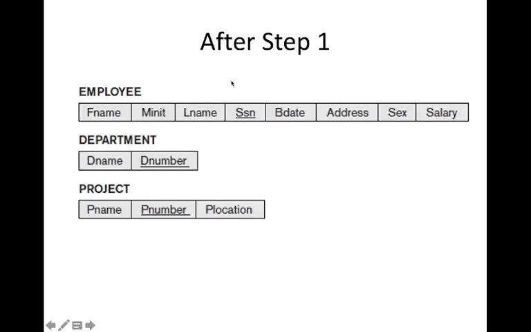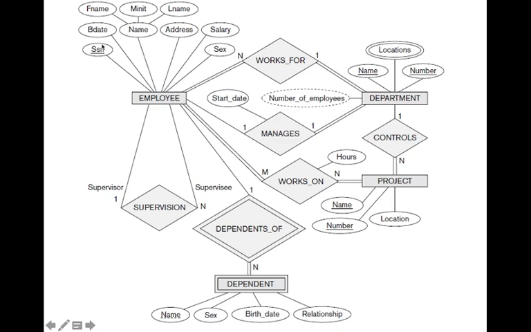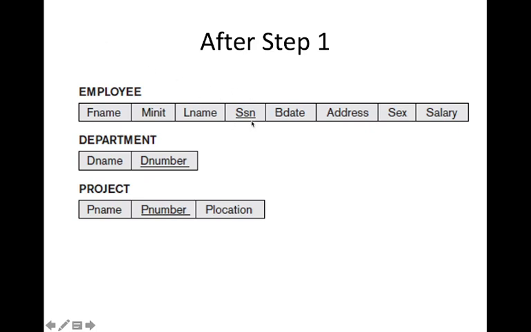So that will form the first relation. This will be the employee relation: first name, middle initial, last name, then SSN. Here we have only one key attribute, SSN, so SSN will form the primary key of this table. Then birth date, address, sex, and salary. So this is step 1.